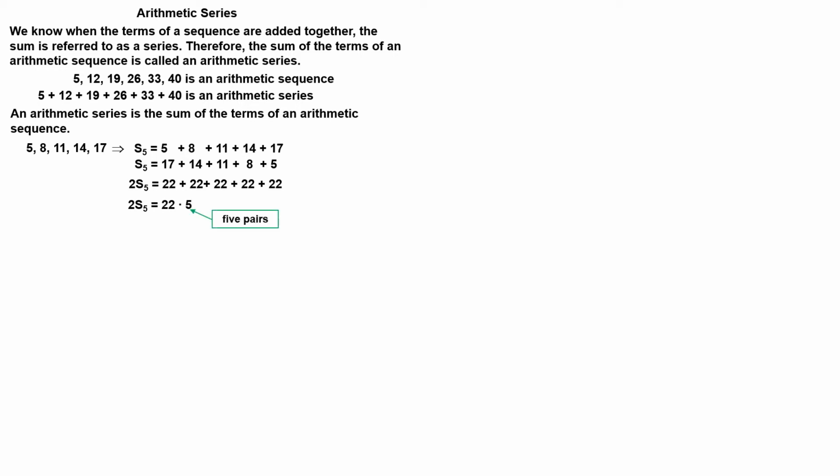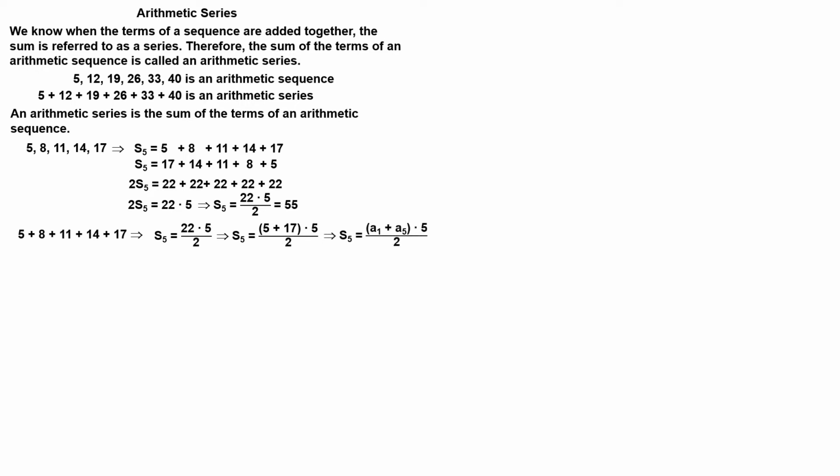Finally, we must divide both sides by 2 to find the sum of these 5 terms. Now let's see this formula. We can say that 22 is the sum of the first term with the 5th term. The result is multiplied by 5 because the number of the pairs is 5. At last, we divided by 2 because we want the sum of 5 terms and not 10 terms.